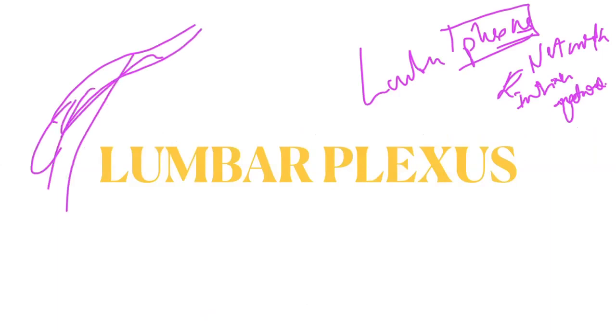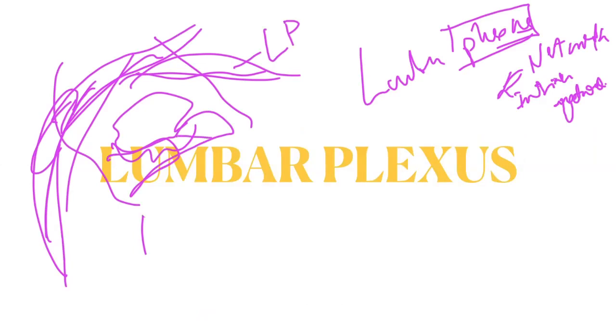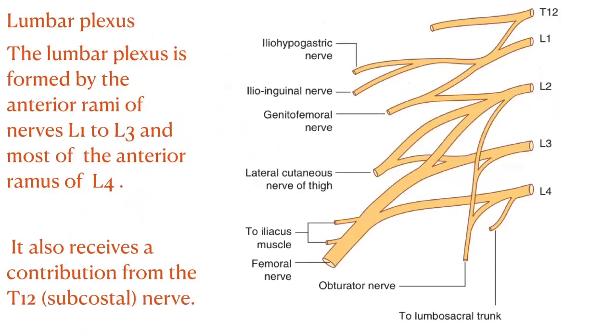So there are networks of nerves in the lumbar system and in the sacrum system. It is called as lumbar plexus and it is called as sacral plexus. Together they are called as lumbosacral plexus, from which all the nerves of the lower limb derive. So you see, the lumbar plexus is formed by the anterior rami of the nerves of L1 to L3.